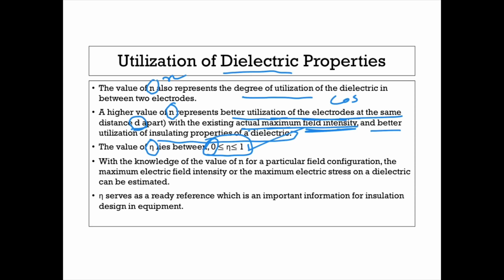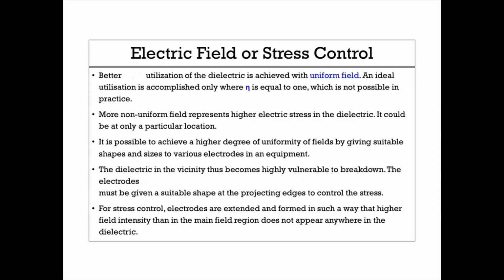So the knowledge of this Swagger factor is very important for estimation of electric field intensity inside the dielectric. The eta basically serves as a very good reference and important information for optimum design of insulation of high voltage equipment. So when we apply voltage to electrodes, we create an electric field, and then the insulation which is under the influence of this electric field is stressed. So the whole idea is to better utilize the dielectric associated with high voltage equipment.